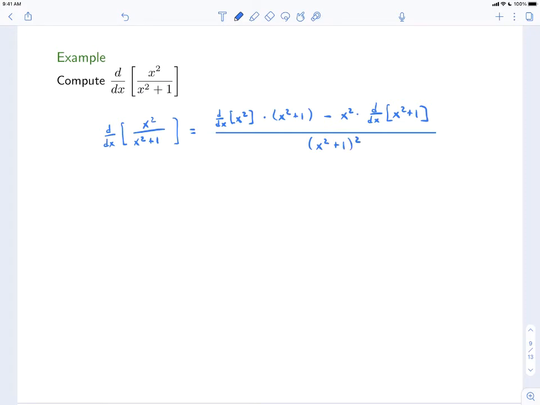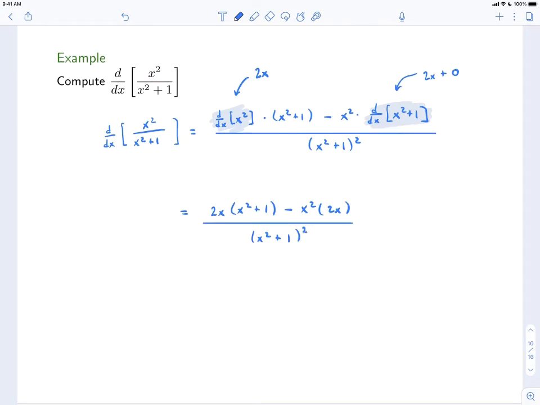Now all of these derivatives that are here we can compute. The derivative of x squared, that is 2 times x. And the derivative of x squared plus 1, that's also 2x. In fact, that's 2x plus 0, because the derivative of 1 is 0. So that tells us that the derivative is 2x times x squared plus 1 minus x squared times 2x, divided by x squared plus 1 quantity squared.